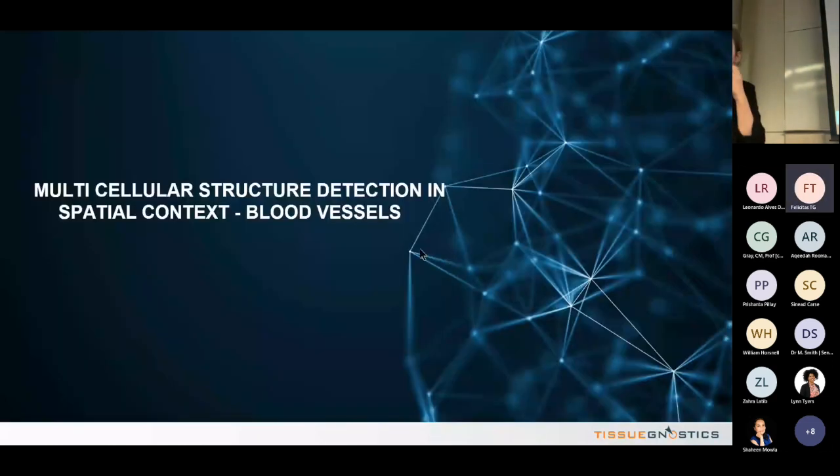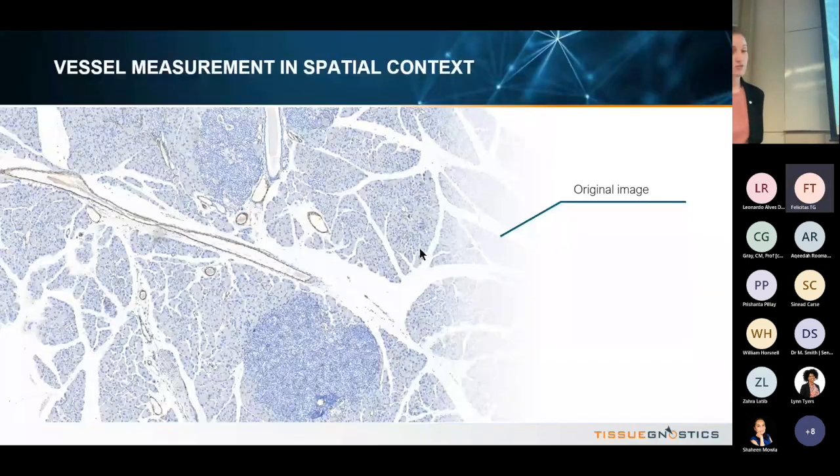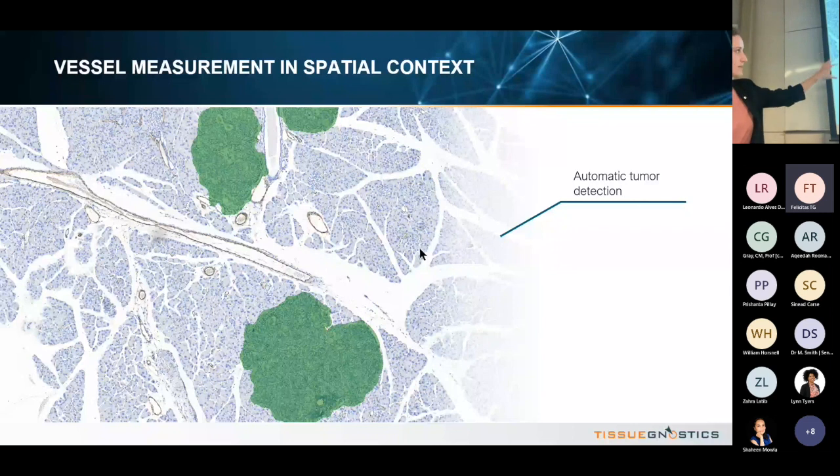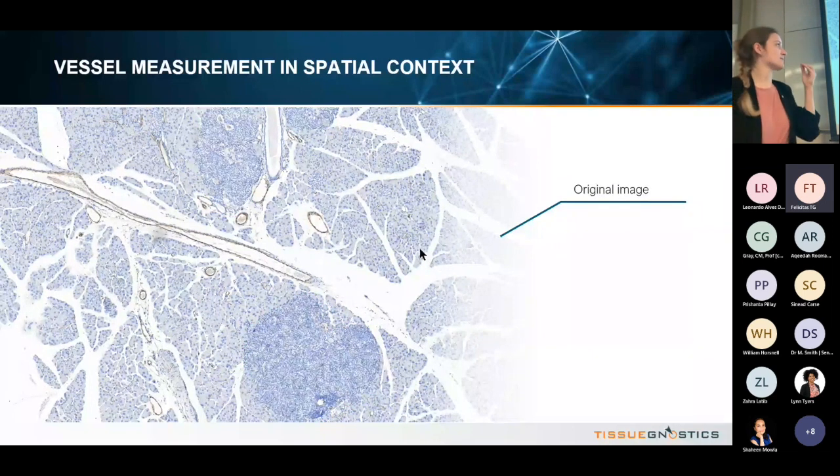But you can also bring your blood vessels into spatial context if you want. So here it's again our pancreas tissue, and here we wanted to detect how many blood vessels are in the tumor and how many blood vessels are outside of the tumor. So first we just detected the tumors, and this was just based on nuclei density, because the tumors have a much higher cellular density than the rest of the tissue.